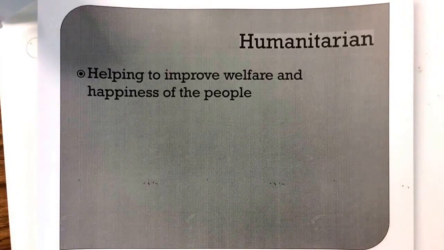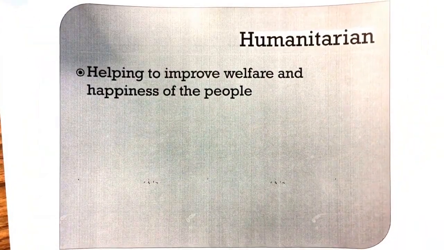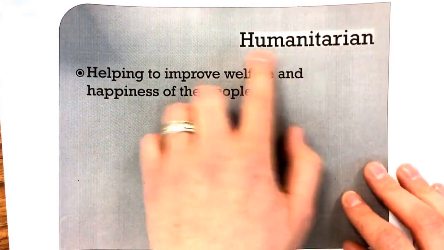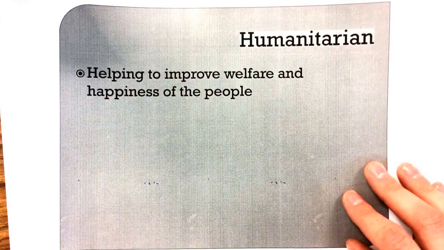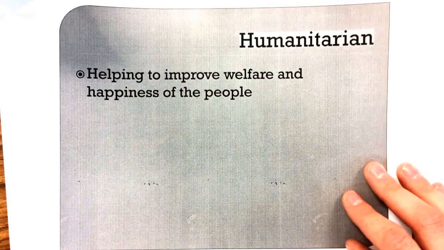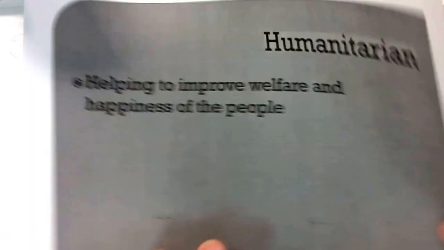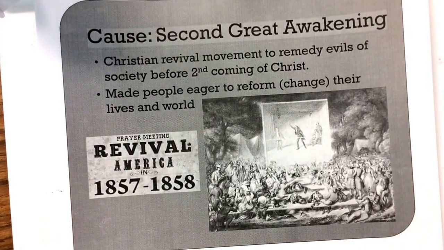First word we have to understand is what the word humanitarian means. It means helping to improve the welfare and happiness of the people. So trying to make the humans a lot better. So we're going to find any which way we can do it. We're going to see a lot of changes in laws, the way we treat people, and along those sorts of ways.